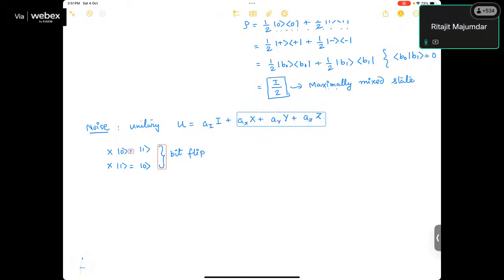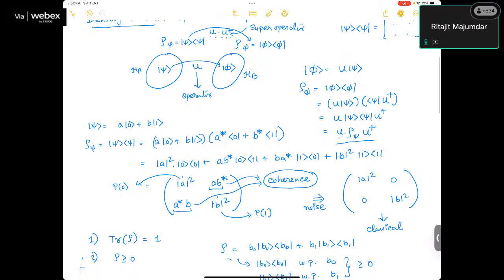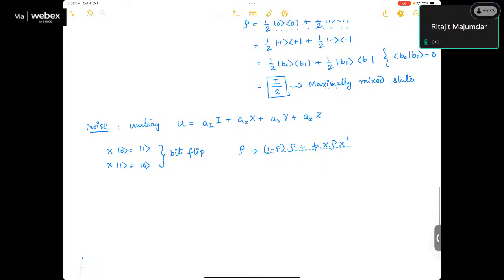So when we have the state rho, with probability 1 minus p, nothing happens, so it remains rho. With probability p, an X operator operates on it. Just remember, we have seen that the operation of a unitary operator on a density matrix is U rho U dagger. It's called the super operator. So the evolution will be X rho X dagger. Of course, X dagger is equal to X. So it's (1 minus p) rho plus p X rho X.